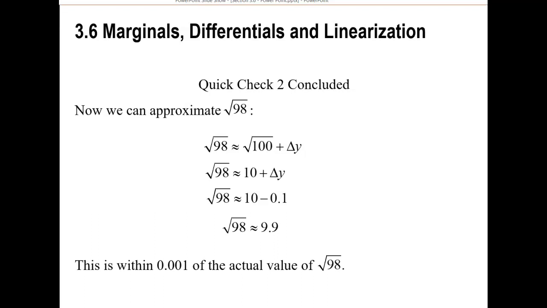So it's within 0.001. All right, sorry about the phone call there.